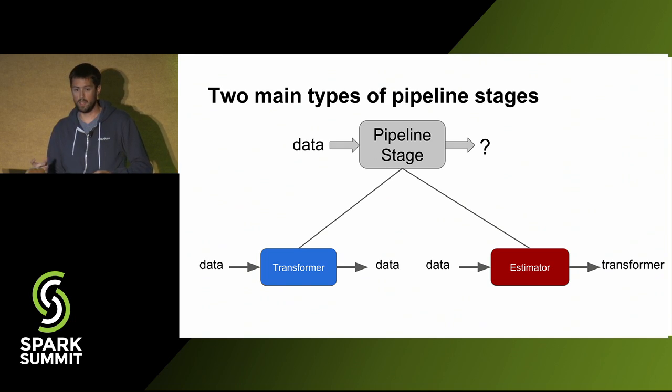The other type is an estimator, which takes in data and produces a transformer. So an estimator is something that takes in data and learns different parameters based off of that data. So an example of this would be the actual logistic regression algorithm where you run gradient descent on your data frame to figure out the optimal coefficients for your logistic regression. You store those in a transformer and output that.